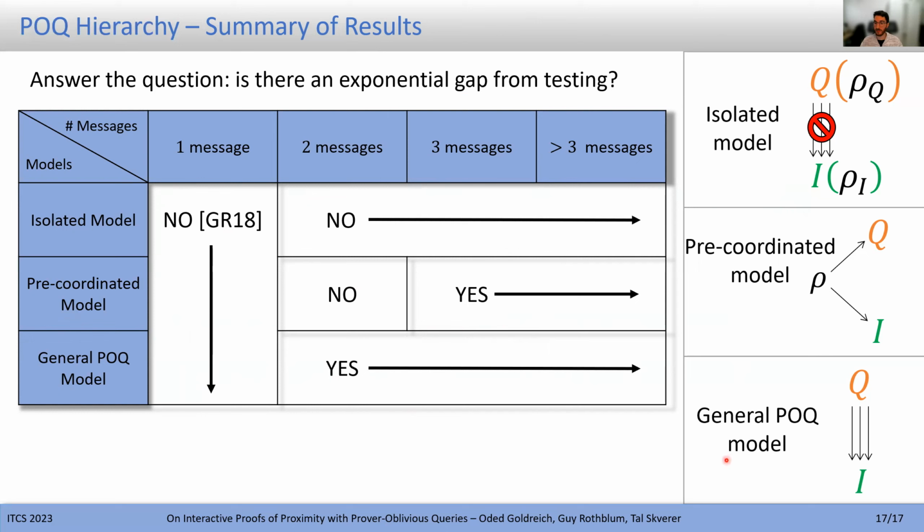Once we went into the Proof-Oblivious queries models, we needed to add at least 1 message in order to show a gap. And if we went further and limited the amount of coordination between these 2 entities Q and I, we needed 3 messages in order to show an exponential gap. And once we went to the extreme and completely disallowed the coordination between these 2 entities, we weaken the model too much, and now it cannot be much stronger than property testing.